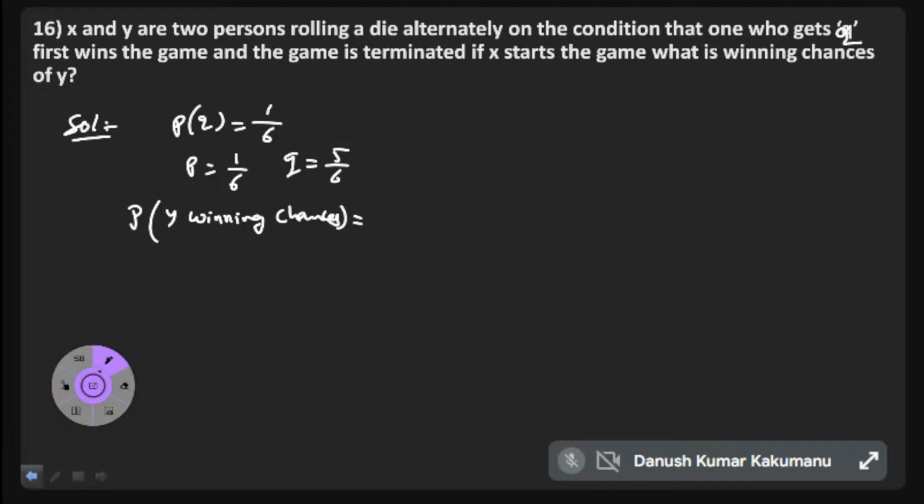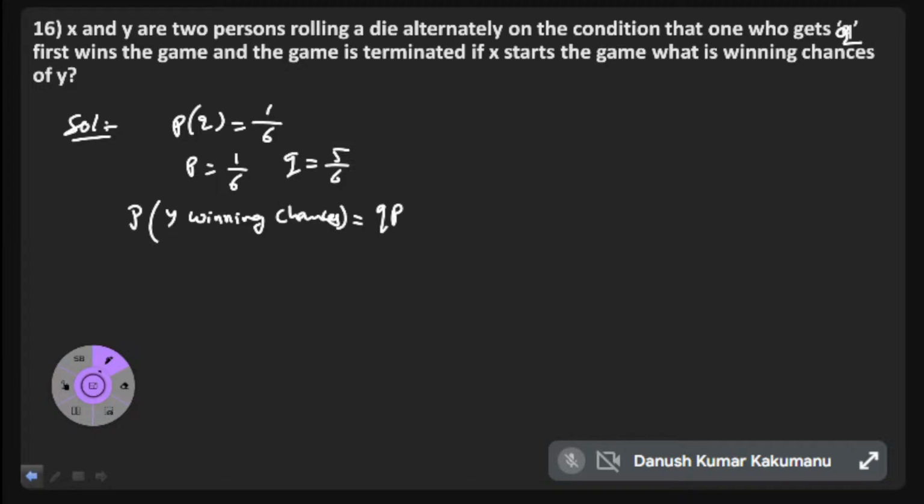Probability of Y winning chances. Who is the first person who started the game? X. If X starts the game, he should lose the game to give the opportunity to Y. Yes or no? X started, he should lose the game. For losing the game, what is that? Q. X loses, Y wins. This is the first way of Y winning.